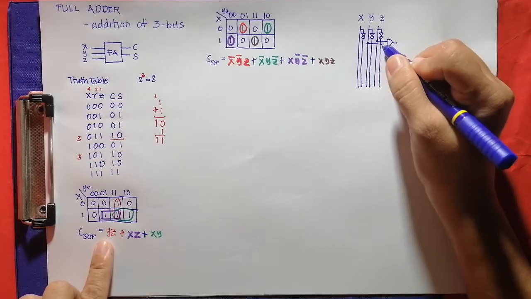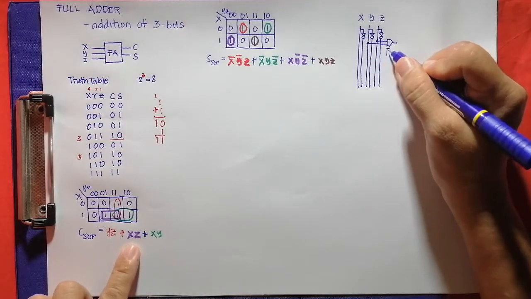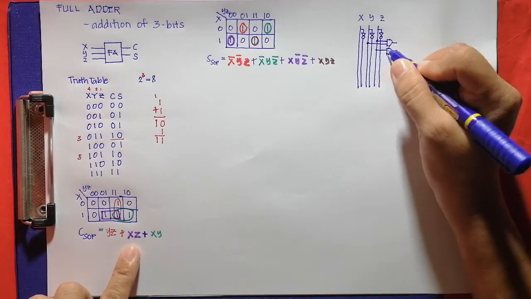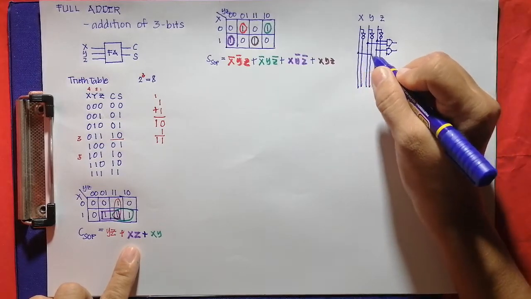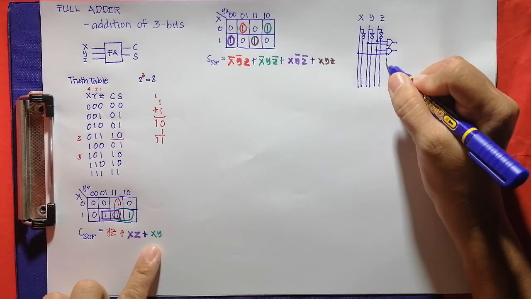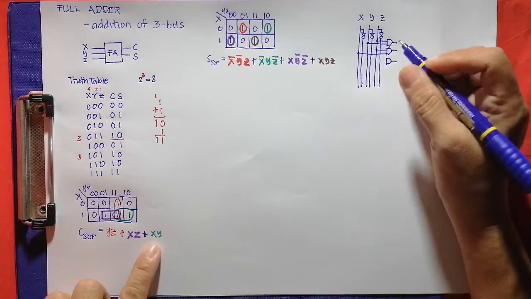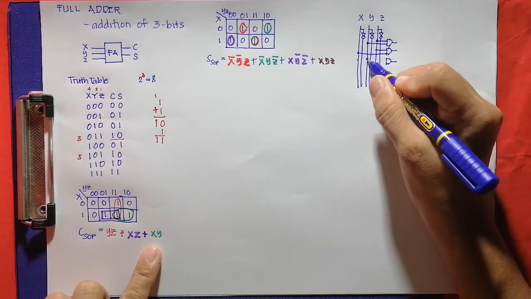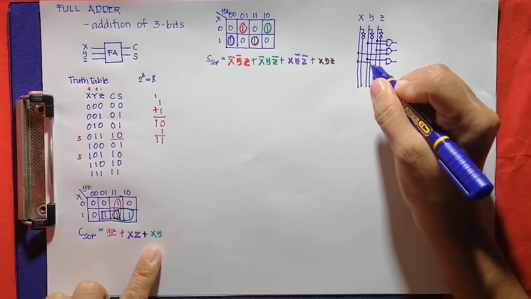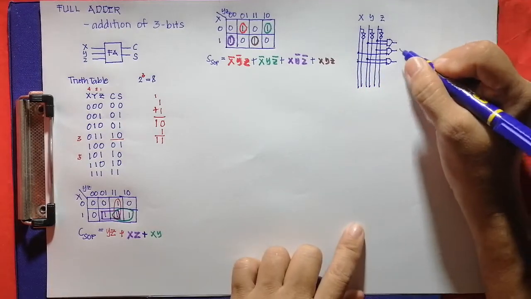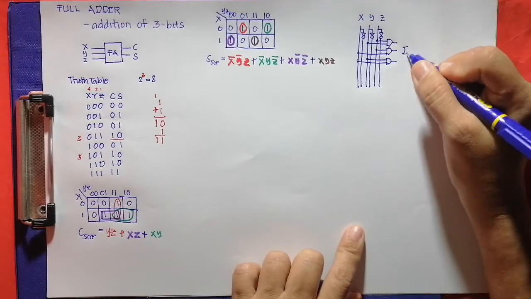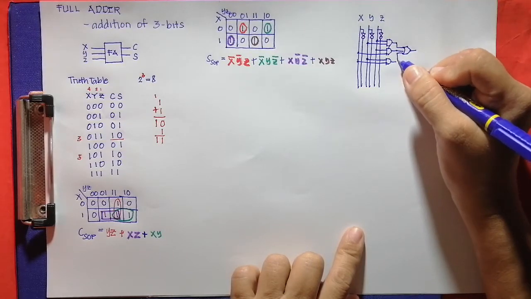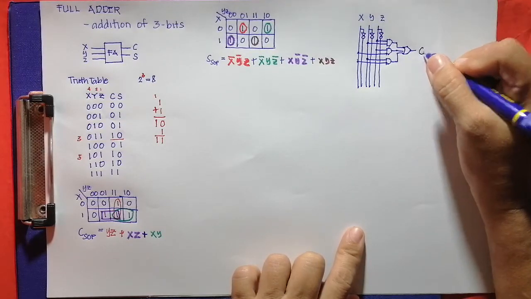And this is your y. And then we have xz. So we have here z. We have here x. Then another AND gate. We have xy. We have here y. And we have here the x. Again, separated by an OR gate. Okay. So this is now your C.